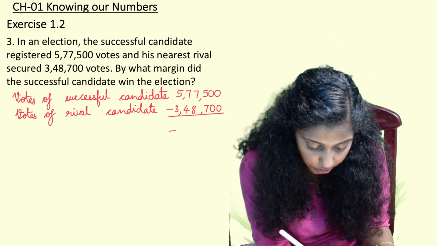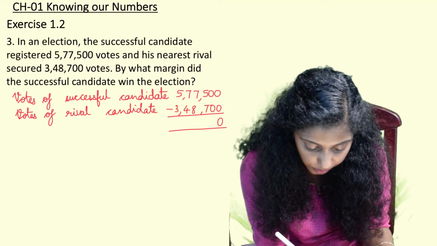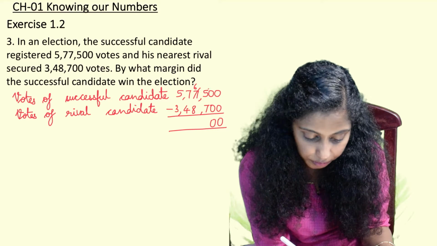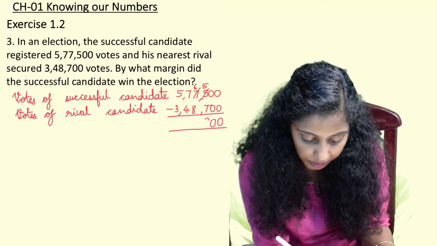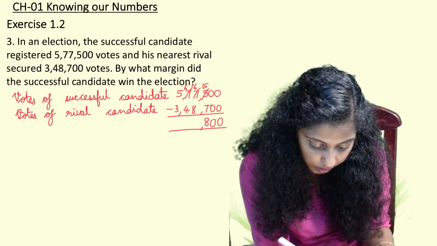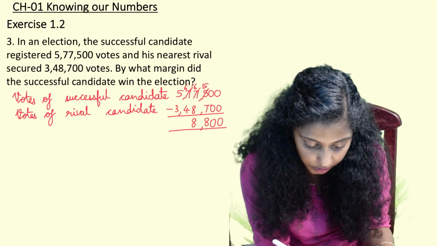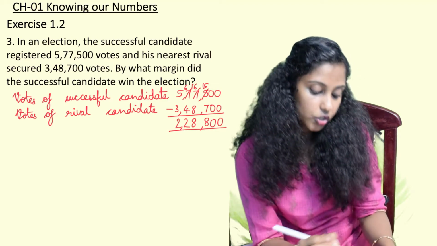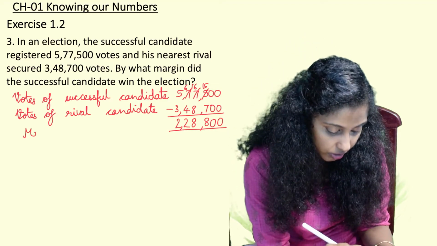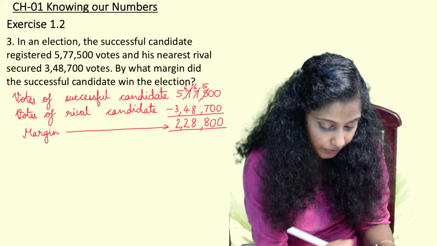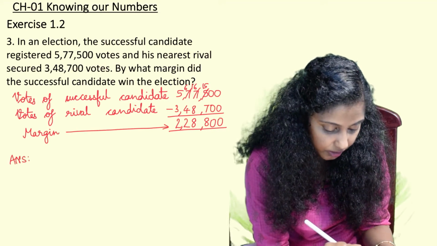So your subtraction is normal subtraction. 0 minus 0, 0, 0 minus 0. 5 minus 7 we can't do. We borrow from here. This becomes 15. Minus 7 is 8. 6 minus 8 we can't do. This becomes 6. This becomes 1. 16 minus 8 is 8. 6 minus 4 is 2. And 5 minus 3 is 2. So by what margin? So this is the margin. And then we write the answer.